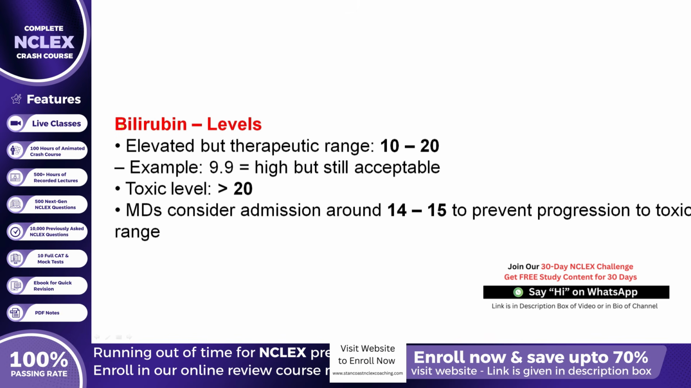Continuing with bilirubin, let us look at the specific levels and what they indicate. The elevated but therapeutic range is 10 to 20, meaning levels may be high but can still be managed safely. For example, a bilirubin of 9.9 is high, but still acceptable, and this distinction often appears in NCLEX questions. The toxic level is anything greater than 20, and this is the point where serious complications become a concern. Medical doctors consider admission around 14 to 15 to prevent progression to the toxic range, ensuring early intervention.